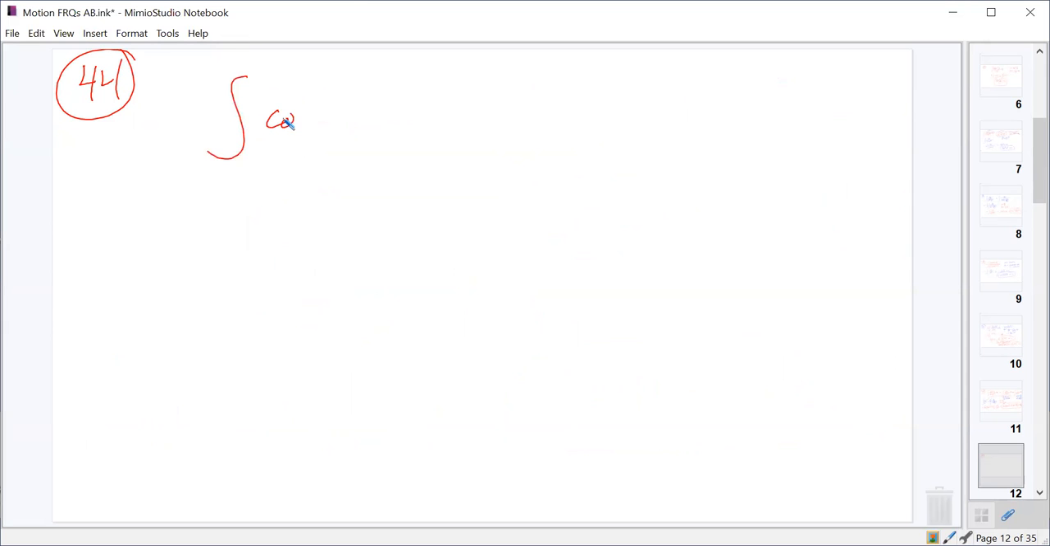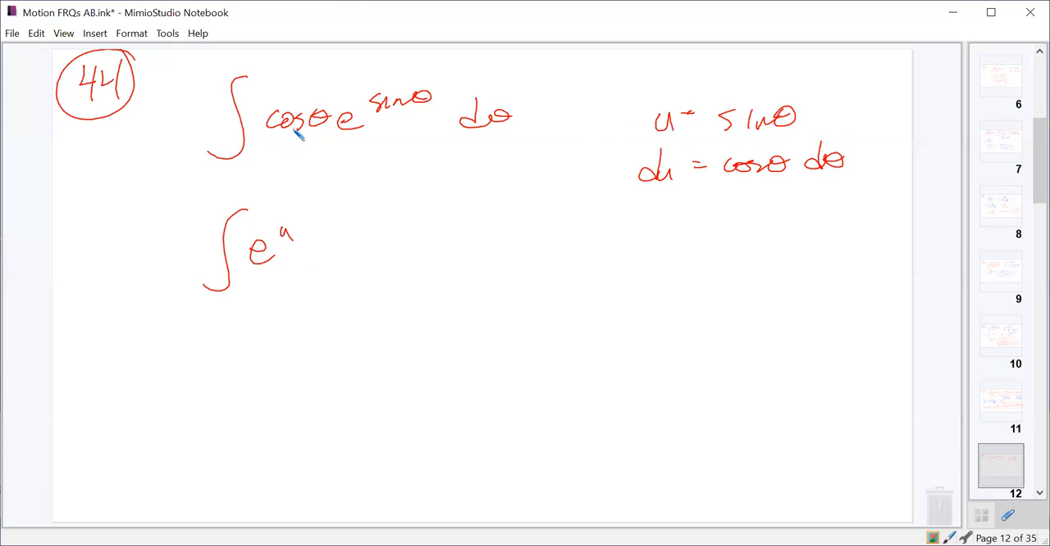We've got an integral of cosine theta e to the sine theta d theta. If I remember correctly, this is the first one of the u substitutions that we did. I could be wrong, but I think it is. What do we want u to be? We'll just let u equal sine theta. Du will be cosine theta d theta. So this just becomes an integral of e to the u, and then cosine theta d theta becomes du. So we end up with e to the u plus our constant, or e to the sine theta plus our constant. Any questions on that one?